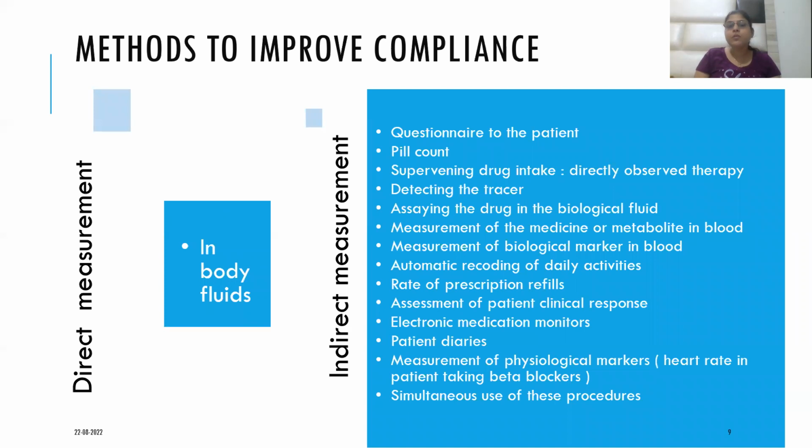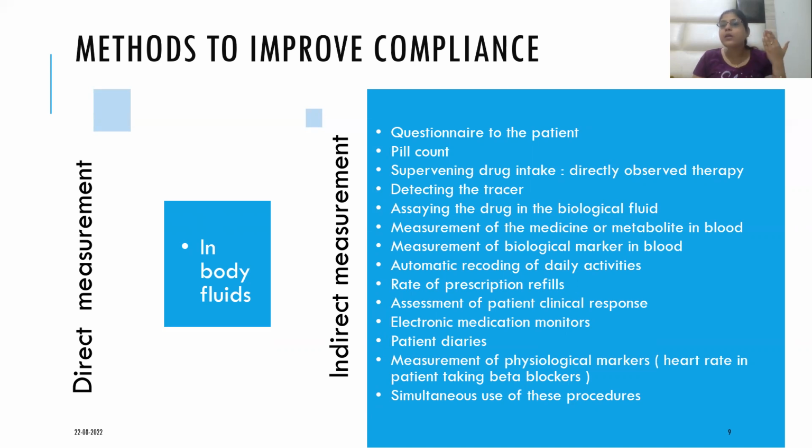Now, methods to improve compliance. How can we improve the compliance? Direct measurement: we can directly assess the body fluids, like the blood, plasma, urine, semen. And indirect measurement means we can question the patient whether you were taking the drug regularly or not. If not, then why, and whether the pill count has to be done: for how many days you have been taking the drugs, how many pills have been taken, how many pills have been left.